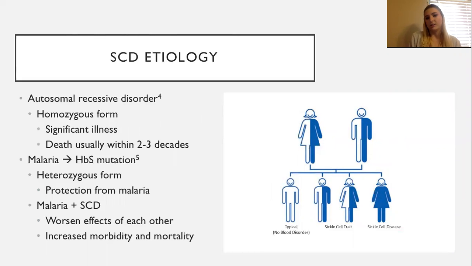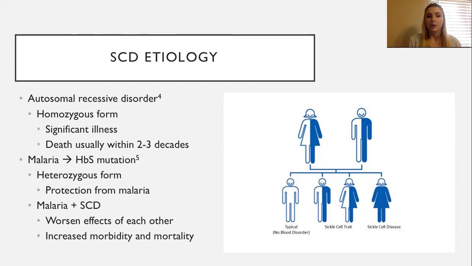So etiology, sickle cell disease, the easiest way to say it is that it's an autosomal recessive disorder, meaning that if both of your parents have the trait, you have a 25% chance of being normal, healthy, no trait, no sickle cell disease. You have a 50% chance of inheriting the trait, and then you have a 25% chance of inheriting actual sickle cell disease, as in you get the hemoglobin S from both parents. So that would be the homozygous form is the sickle cell disease, and that's when you're going to have the most issues and probably going to die within 2 to 3 decades of life.